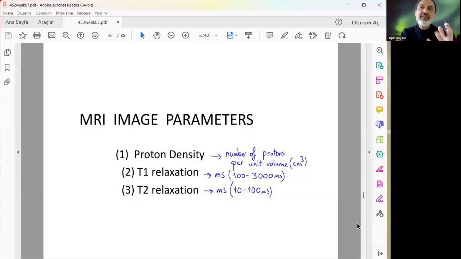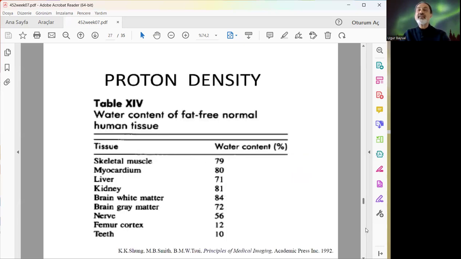All the images have a kind of weighting in these three parameters. Many images can be taken to reflect proton density. For some images you can adjust some MR parameters such that the image is very sensitive to the T1 relaxation parameter or T2 or a combination of all three. Again, that depends on the particular inspection or diagnosis purposes of the medical experts.